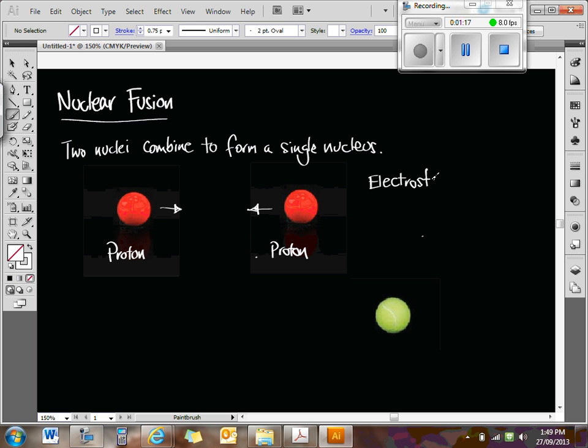Electrostatic repulsion. And so it's very hard to get these things to collide. If, of course, we're in a star, then the pressures and the temperatures are high enough that we can get them to collide. If we get them close enough, then the short range nuclear force overtakes, or rather takes hold. Nuclear force, so it can take hold. So we can get this situation here.